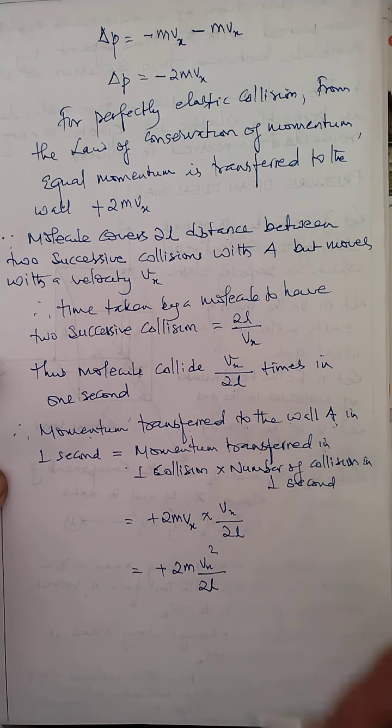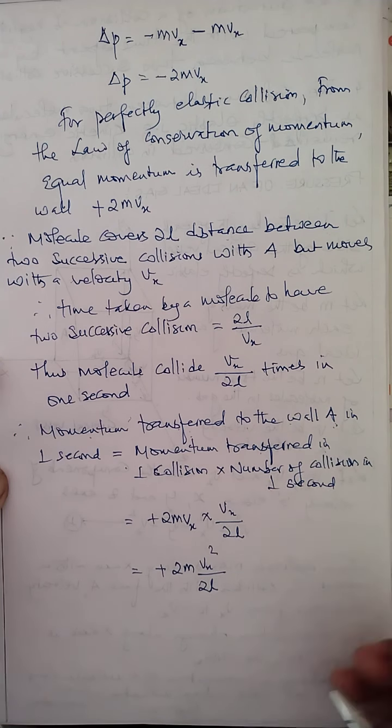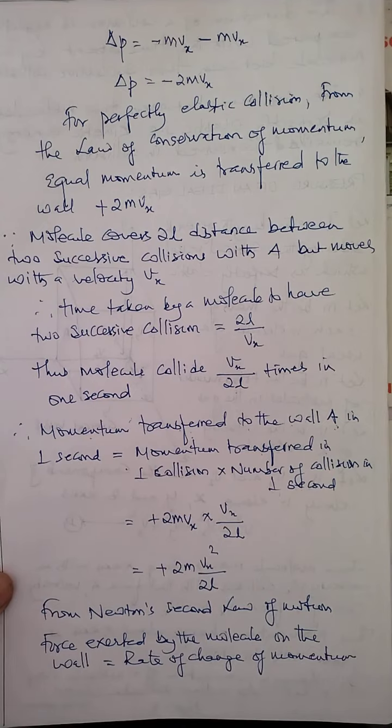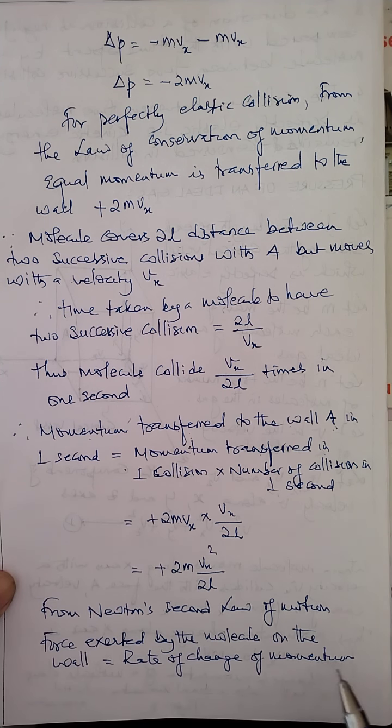But when a momentum change takes place in 1 second, then the rate of change of momentum, according to Newton's second law of motion, is equal to the force exerted by the molecules on the wall. So when the collision takes place, force is exerted by the molecule on the wall, and that force is nothing but the rate of change of what? Momentum. So children, as I have already explained, we need to apply Newton's second law of motion, which gives how much force is exerted by the molecule on the wall, and that is equal to the rate of change of momentum of the molecule.